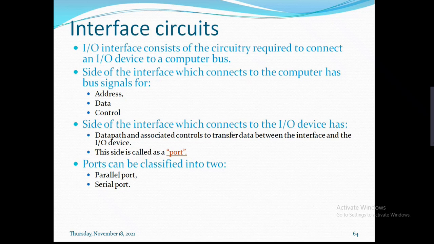So where will this converter be available? It will be there in the interface: the address decoder, then the buffer, that is for storage, then control signals, then status flag. All this information will be there in the interface.